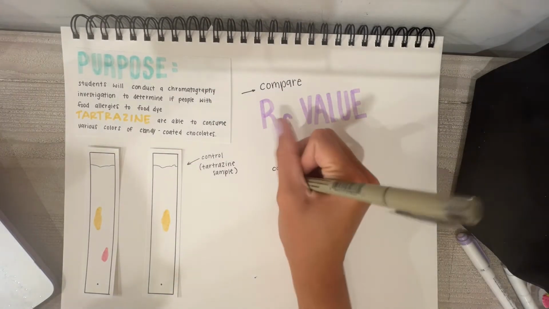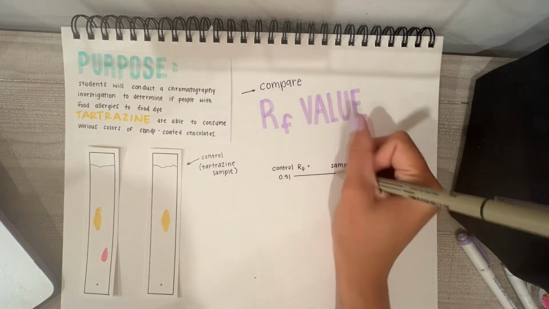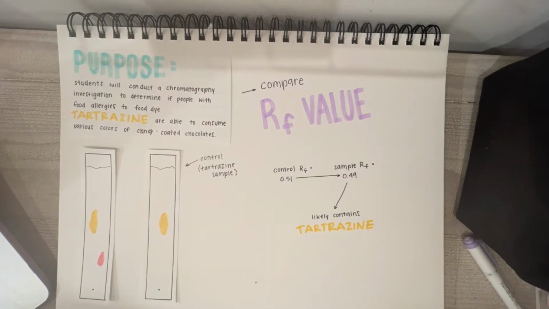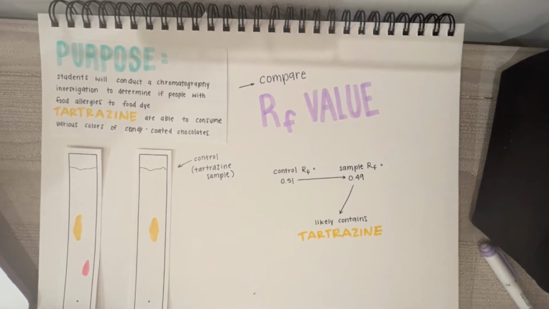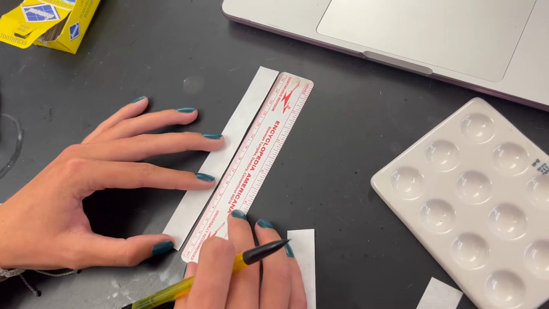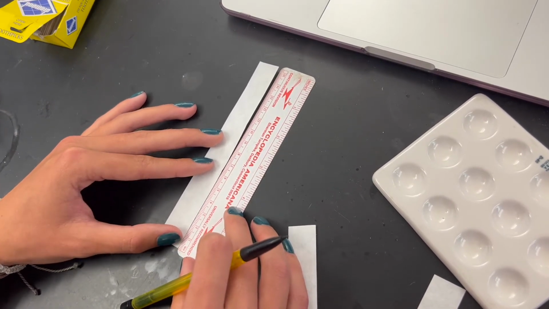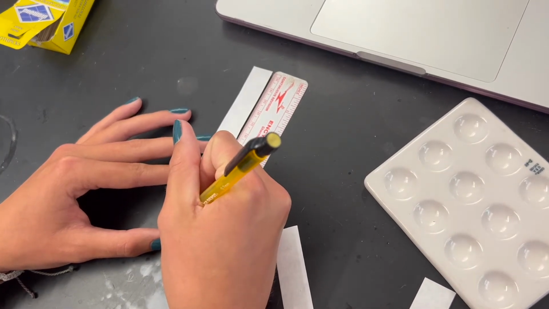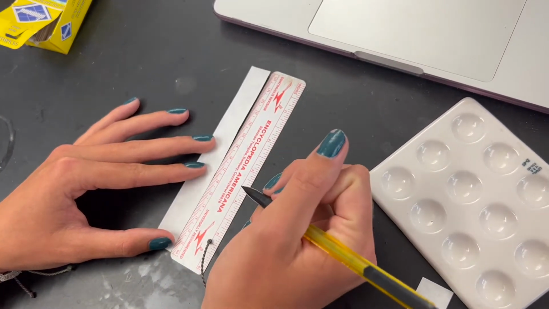For example, if the RF value of the tartrazine sample is found to be 0.51 and the RF value of the yellow dye spot in the second sample is found to be 0.49, then the second dye sample likely contains tartrazine. To start the lab, you're going to repeat this process with 3 different strips of paper, and try to only handle these strips on the sides and the edges so that the analysis is not contaminated.